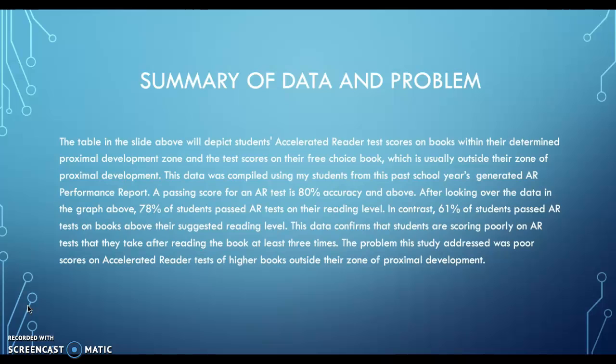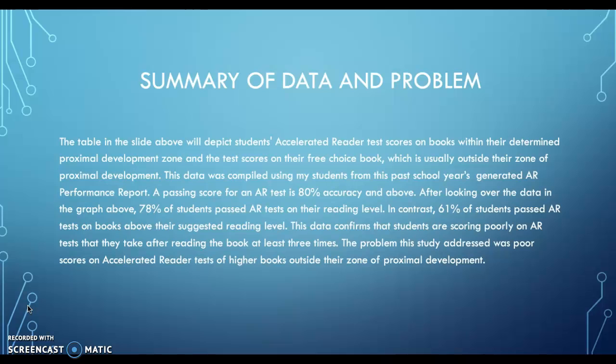Summary of data and problem. The table in the slide above will depict students' Accelerated Reader test scores on books within their determined proximal development zone and the test scores on their free choice book, which is usually outside their zone of proximal development. This data was compiled using my students from this past school year's generated AR performance report. A passing score for an AR test is 80% accuracy and above.